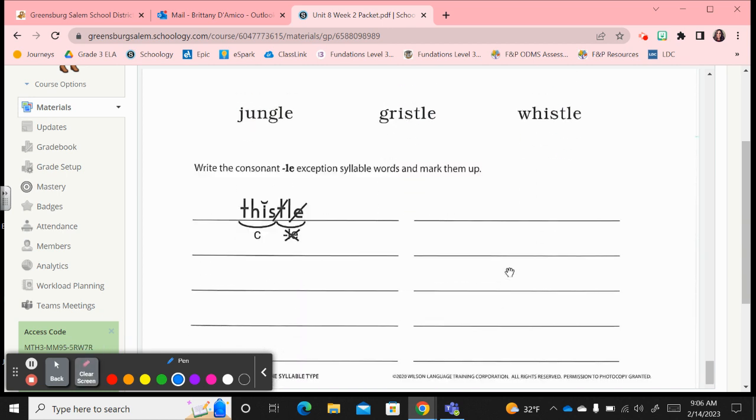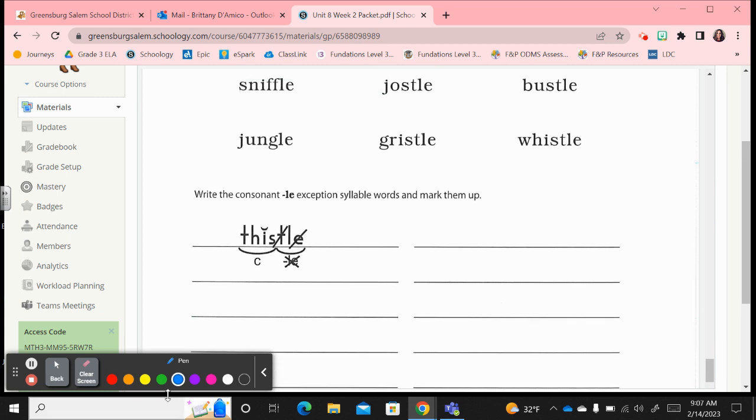We only have one more row. Okay, we have jungle. That is not a consonant LE exception, so we're not going to mark it. But we have whistle. Oh, sorry, this one is gristle first. Gristle. Sometimes you find a gristle in your meat, like meatballs. They're like tough parts of the meat. This part is a consonant LE exception with the silent T and the silent E crossed off. And then you can go ahead and make sure you circle gristle, write it down below, and mark it up.